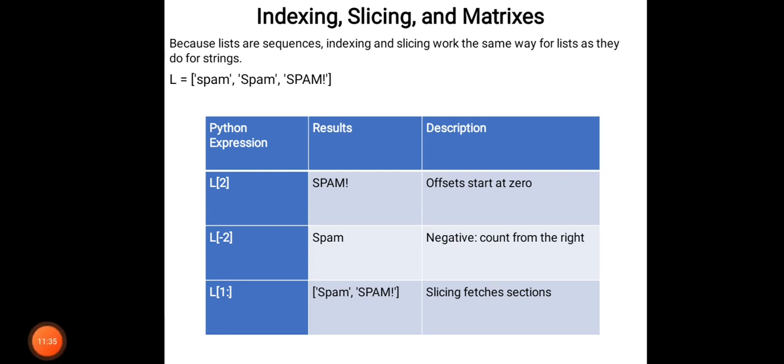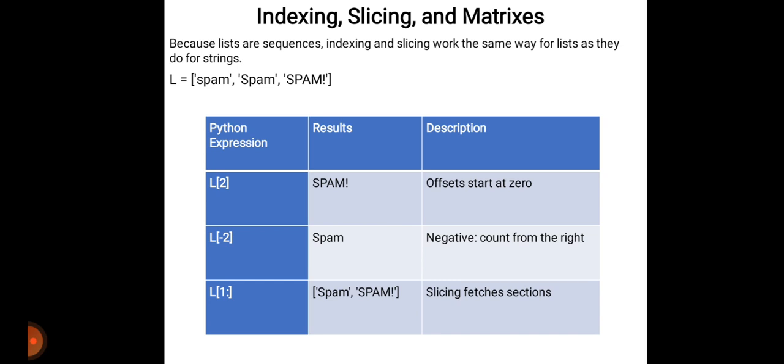Now indexing, slicing and matrices. Because lists are sequences, indexing and slicing work the same way for lists as they do for strings. So assuming the input L is equal to ['spam', 'Spam', 'SPAM!'], here one table is given in which the Python expression, their result and the description of that.